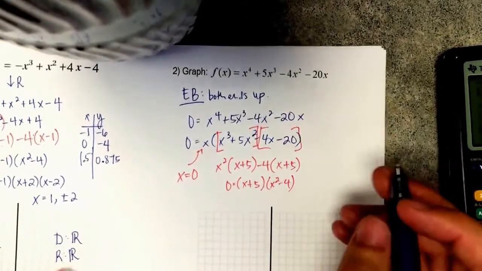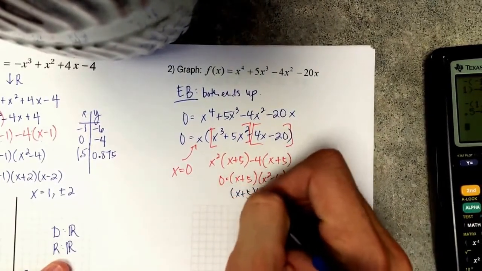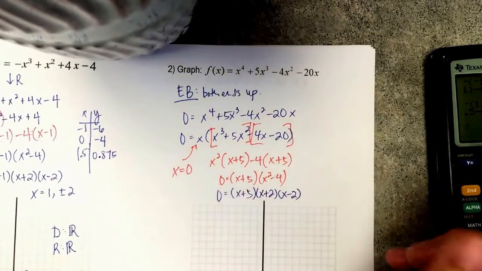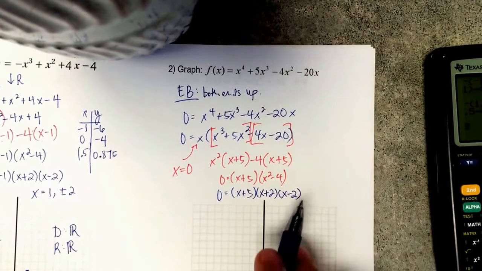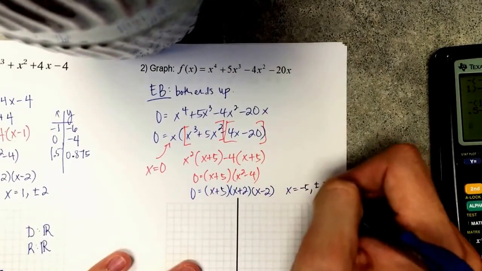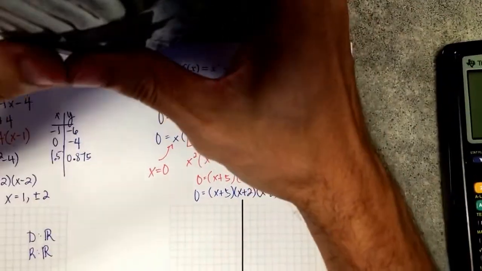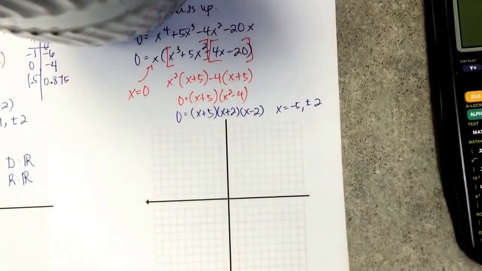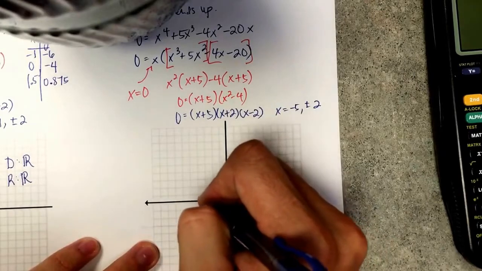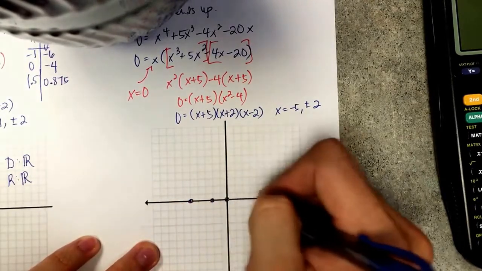You can factor one more time then. That's a difference of squares. So x plus 5, x plus 2, x minus 2. So this is going to have 3 more places that it hits the x-axis. Those places would be negative 5 and plus and minus 2. So we're going to put all of those dots on the graph. Now there are 4 places that this is going to hit the x-axis. They would be at negative 5, negative 2, 0, and positive 2.